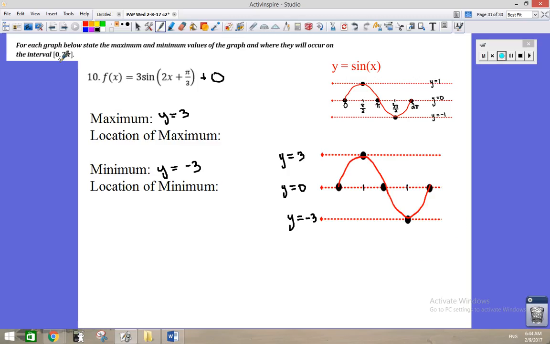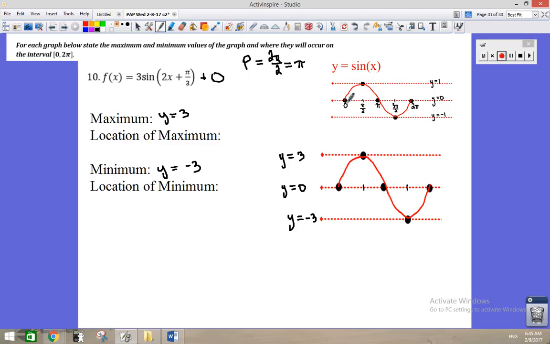Now, for the location of these max and mins, since they're wanting us to do it on 0 to 2 pi, we look and we see that the coefficient in front of x has changed, that 2, that's my new period. The period for the original parent function, the sine of x, is 2 pi. But to find the period of this new graph, always take 2 pi divided by the coefficient in front of x, and it's shorter. So we're going to gain maximum points and minimum points.